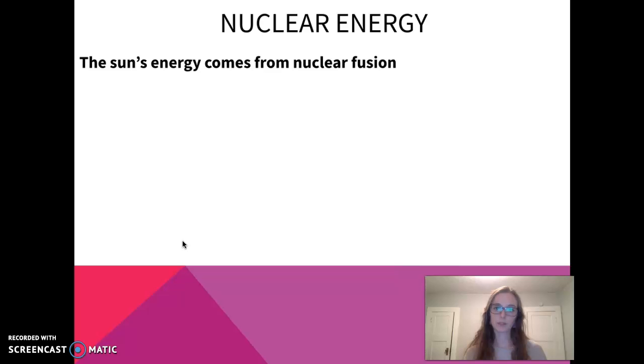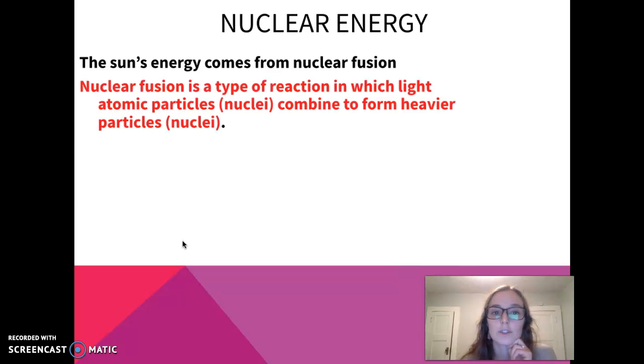And then next we have nuclear energy. And this is kind of a broader spectrum that we don't see quite as often. However, the sun's energy does come specifically from nuclear fusion. And nuclear fusion is a type of reaction in which light atoms or particles combine to form heavier particles. So if we think of two things fusing together, we have one thing and another thing coming together. So in nuclear fusion, we have atomic particles combining with other particles to form something heavier. So that's nuclear fusion.